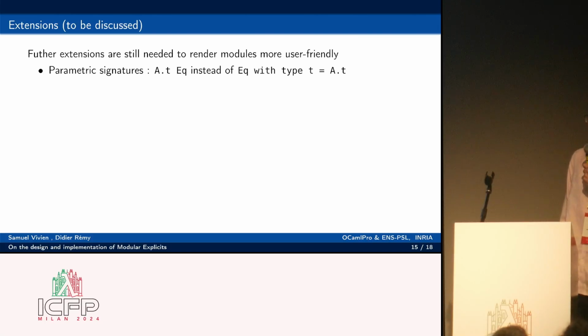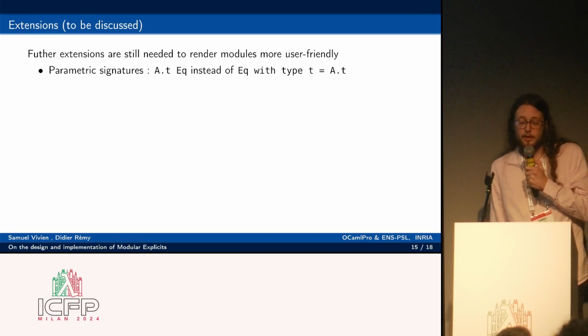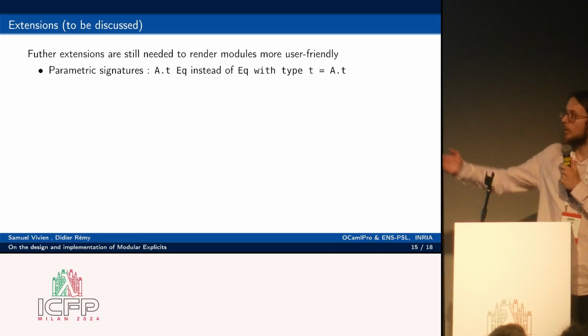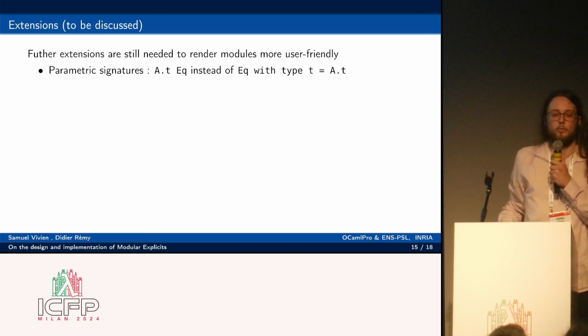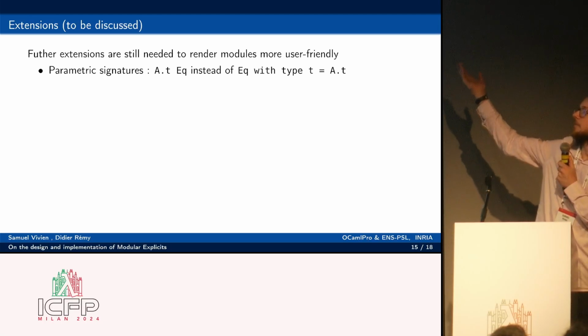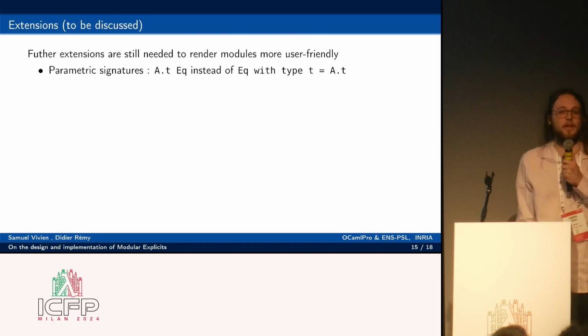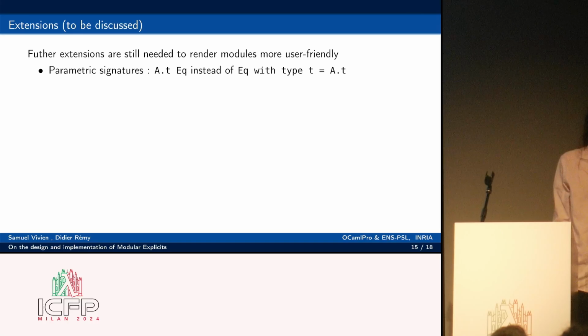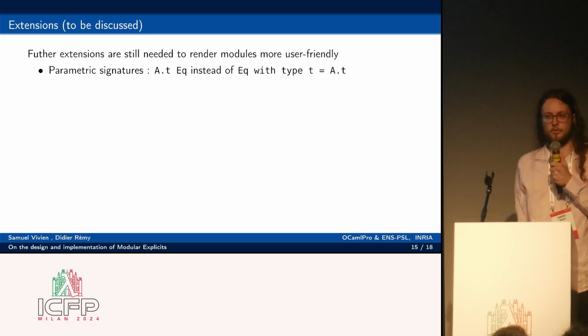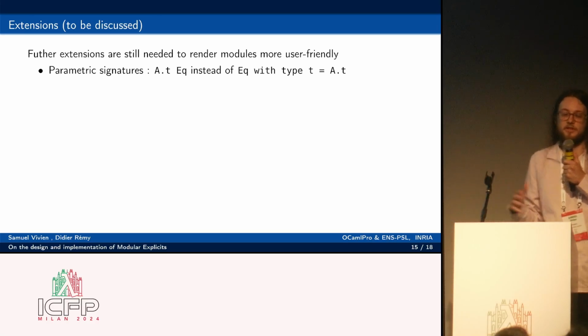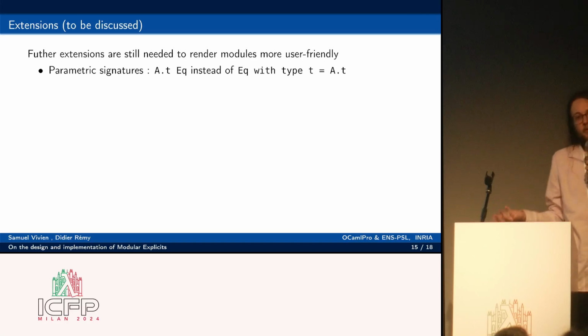As you might have seen in the example before, when restricting a signature to a certain type, we have quite a lengthy syntax. When I want to restrict the signature Egg to a type A.t, I need to write Egg with type t equals A.t, which is quite long. When you have lots of signatures that are going to be restricted, we might want a shorter syntax, and A.t Egg could be a way to do this. It's the same thing as a parameterized type, but with a signature.